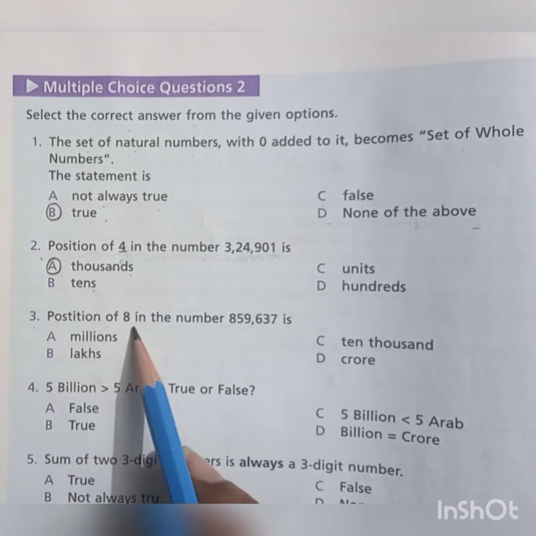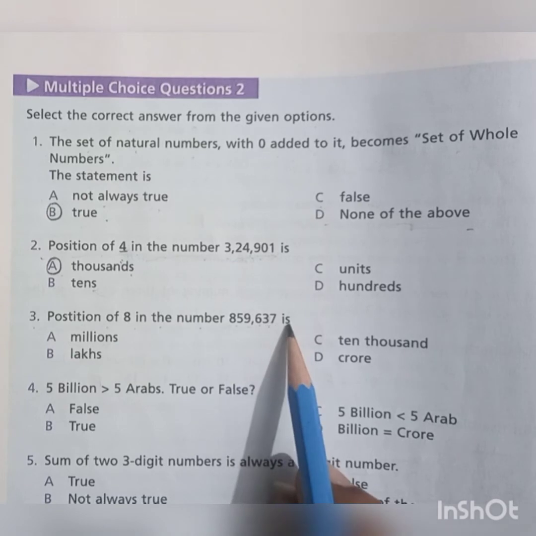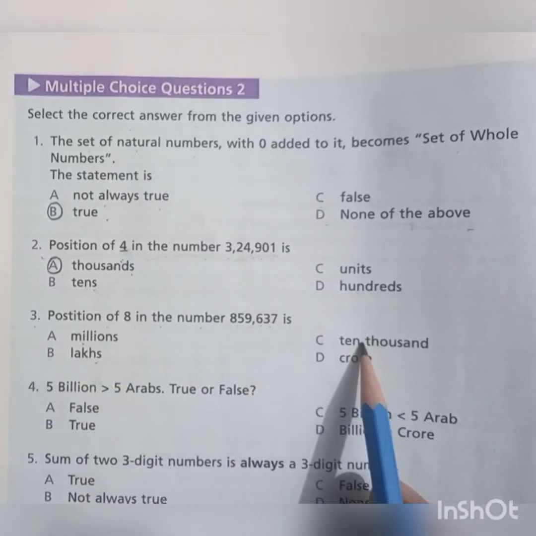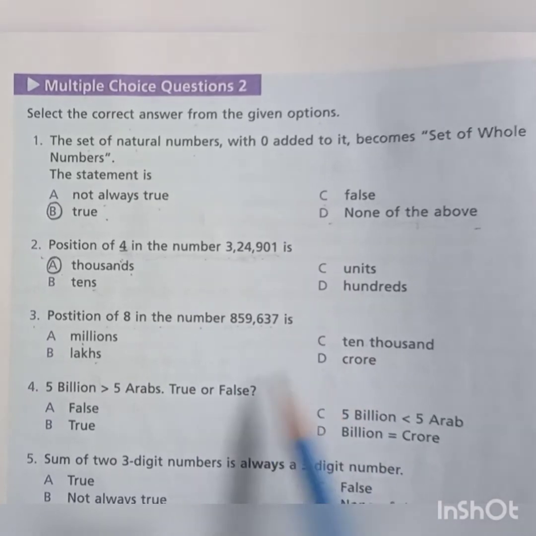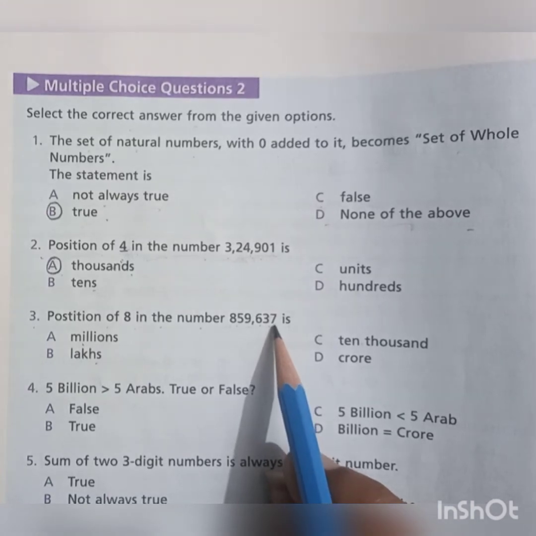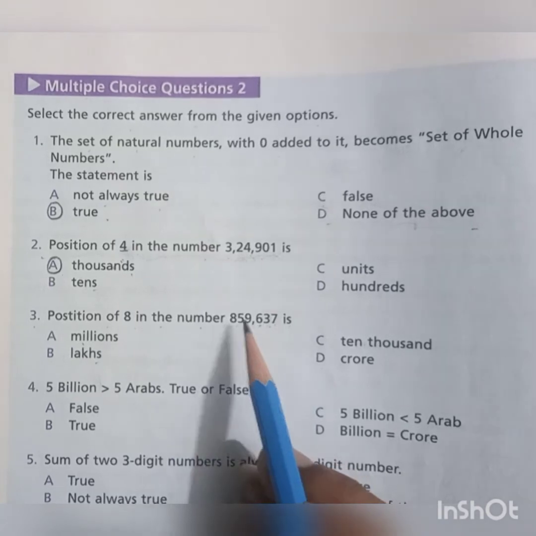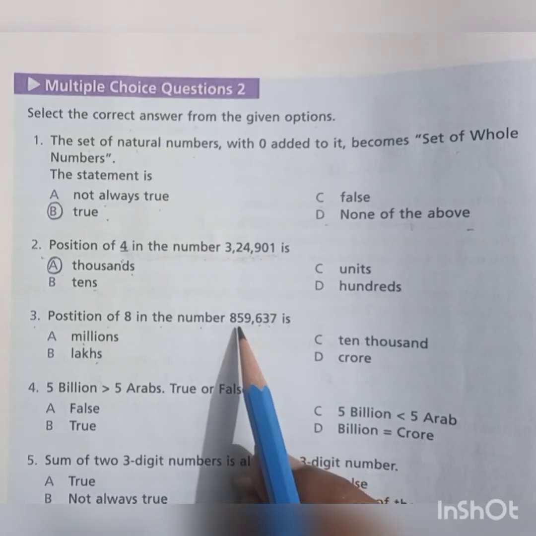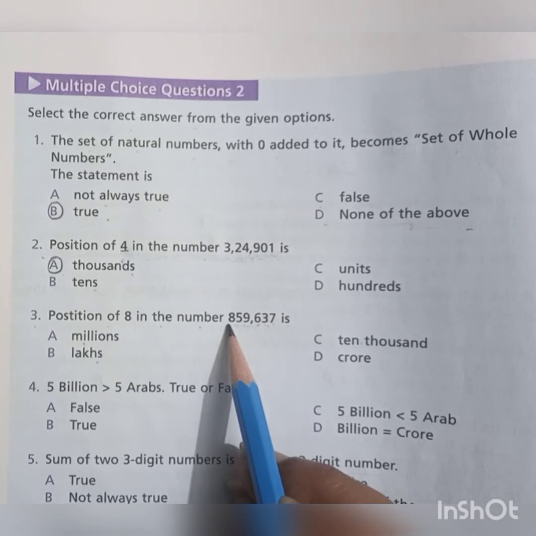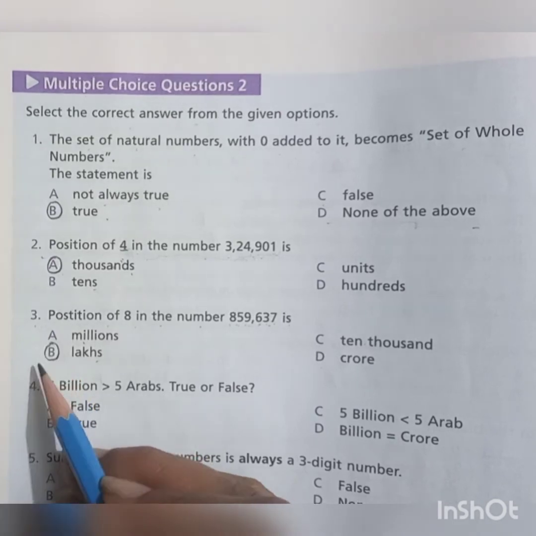Third one is position of 8 in the number 8,59,637. Option A millions, option B lakhs, option C 10,000, and option D crore. We can see that the place value of 7 is ones, place value of 3 is tens, place value of 6 is hundreds, place value of 9 is thousands, place value of 5 is 10,000, and place value of 8 is lakh. So option B is correct, which is lakhs.